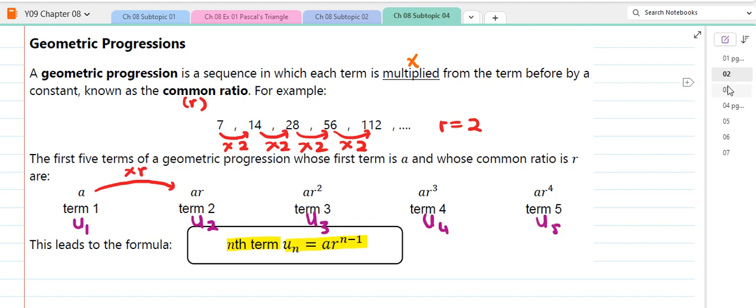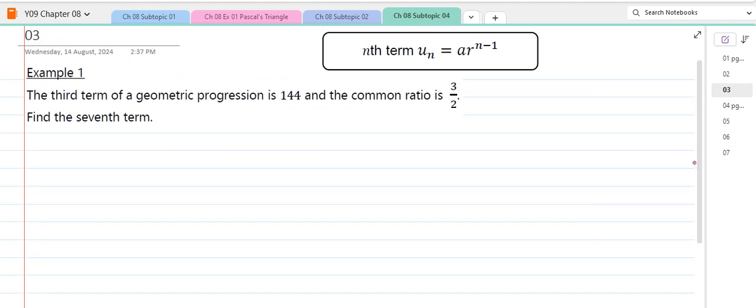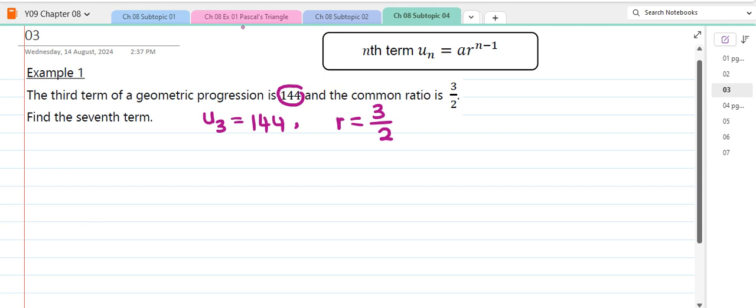Right, so let's have a look at the example. The third term of a geometric progression is 144. So 144 is u3 because it's the third term. And the common ratio is 3 over 2. So it's possible to have a fractional common ratio. The question is to find the seventh term.